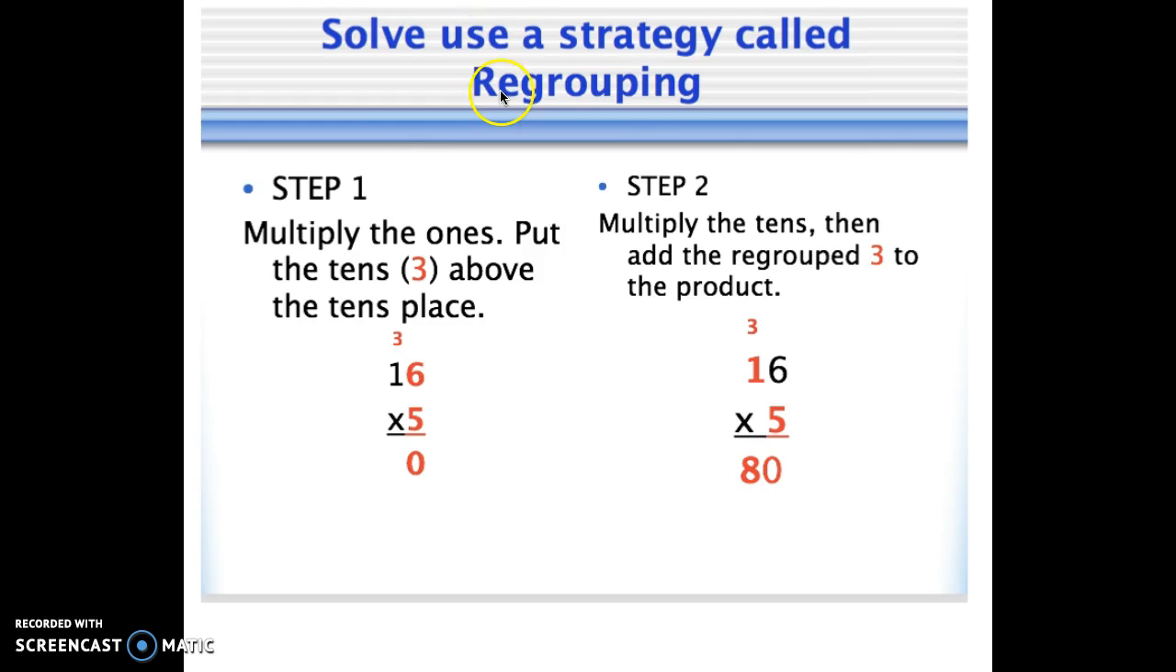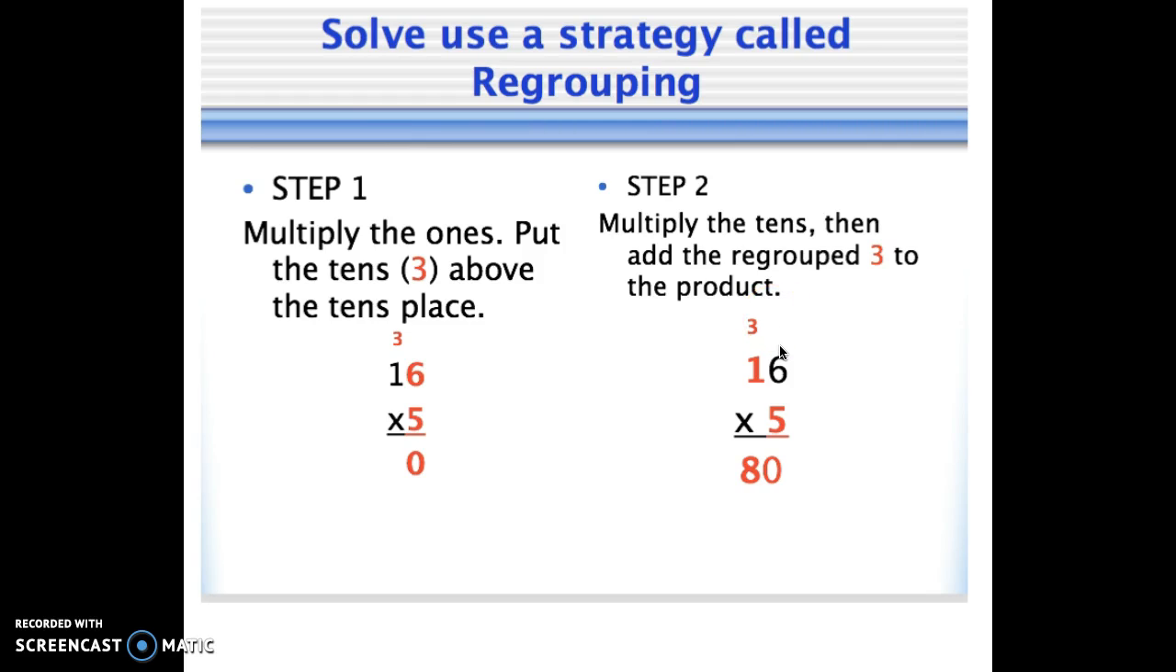So another name for this one is called the regrouping method. The problem that we're going to look at first is 16 times 5. The first thing we do is we multiply the ones. So I look at my ones column here, and I do my 6 times 5. When I multiply 6 times 5, I get 30, and I'm going to leave the 0 there, and I'm going to put the 3 above the tens place. Okay? So then I'm going to multiply the tens and then add that regrouped 3 into the product.